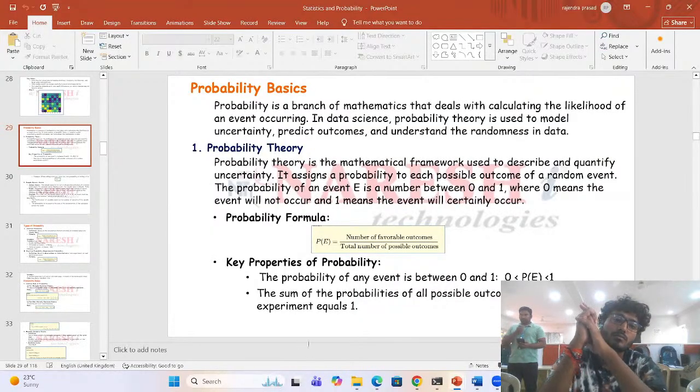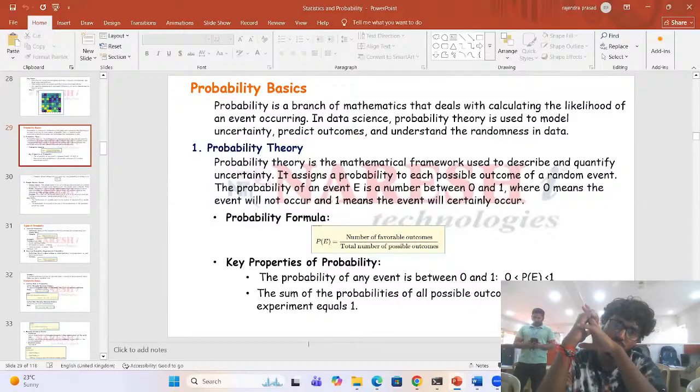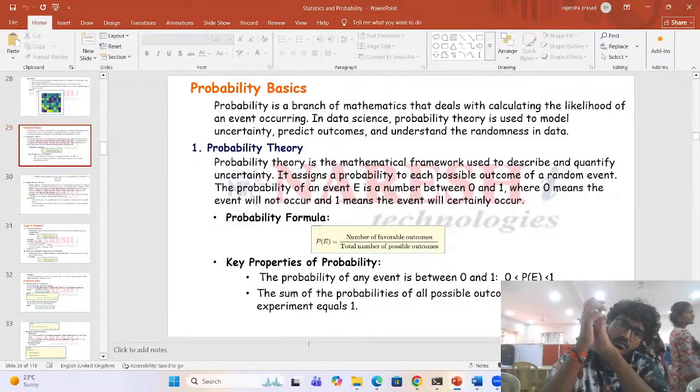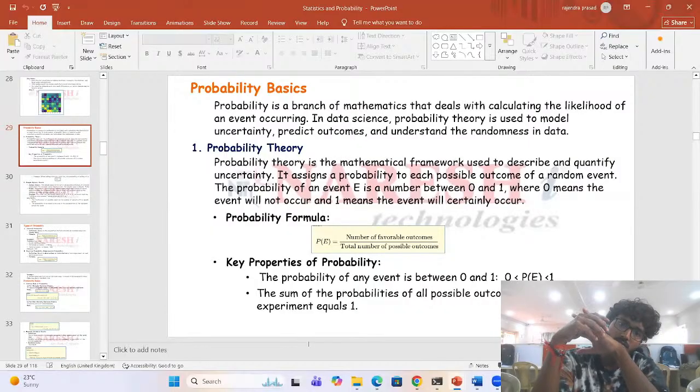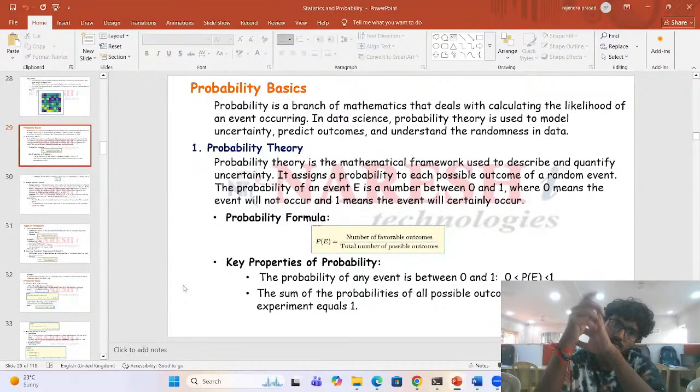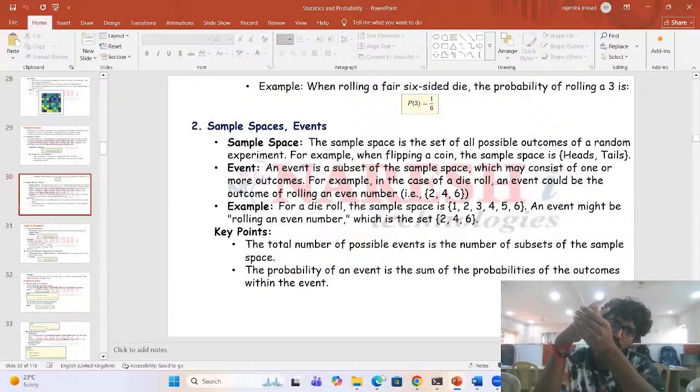Next, the sum of the probabilities of all the possible outcomes of a random experiment should be equal to 1. For example, you are doing a random experiment with 6 possible outcomes. You have calculated the probability of each and every outcome, each and every event, and everything is between 0 and 1. When you sum these 6 probabilities, P1, P2, P3, P4, P5 and P6, the total should be equal to 1. If either of these properties is not satisfied, then your probability calculations are not correct. You need to cross-check the calculations. You get my point? So like that, you go and calculate. For example, let's see.